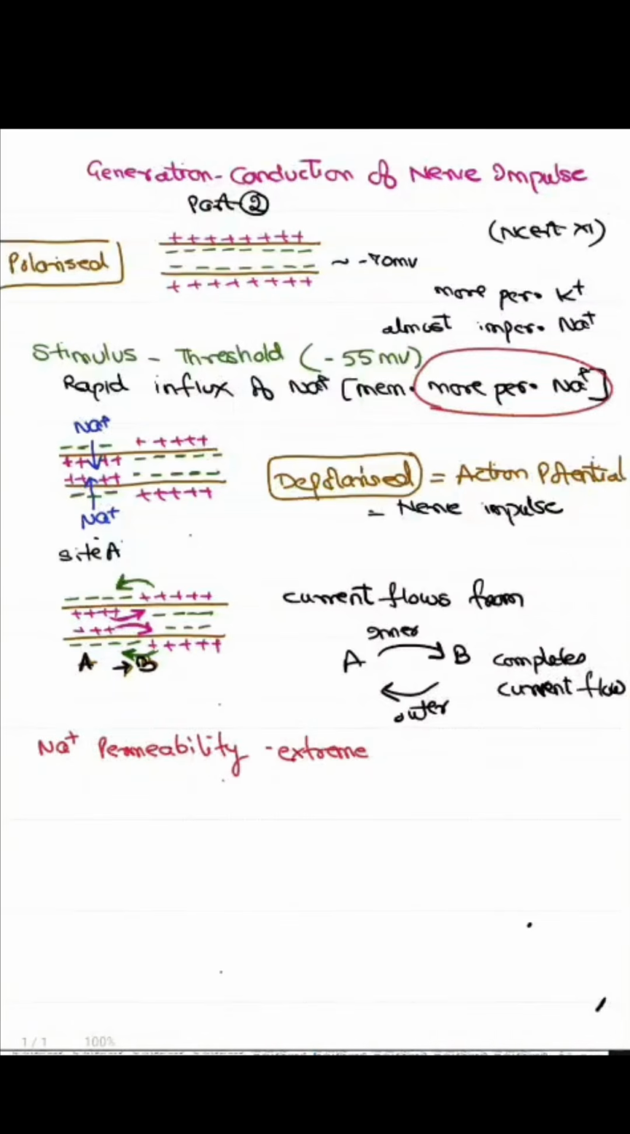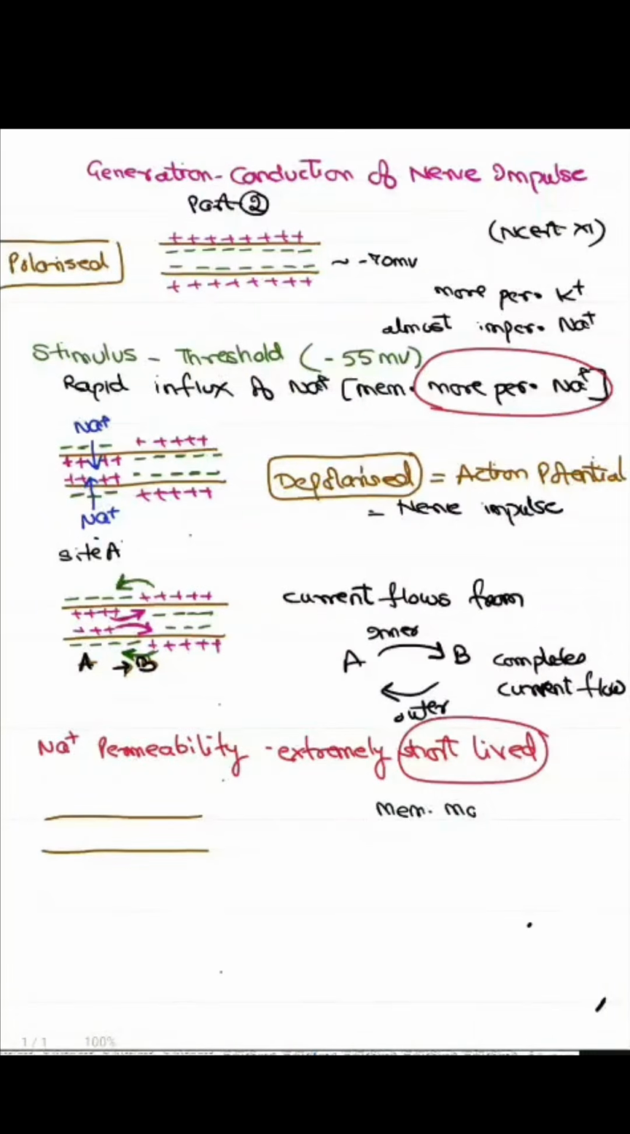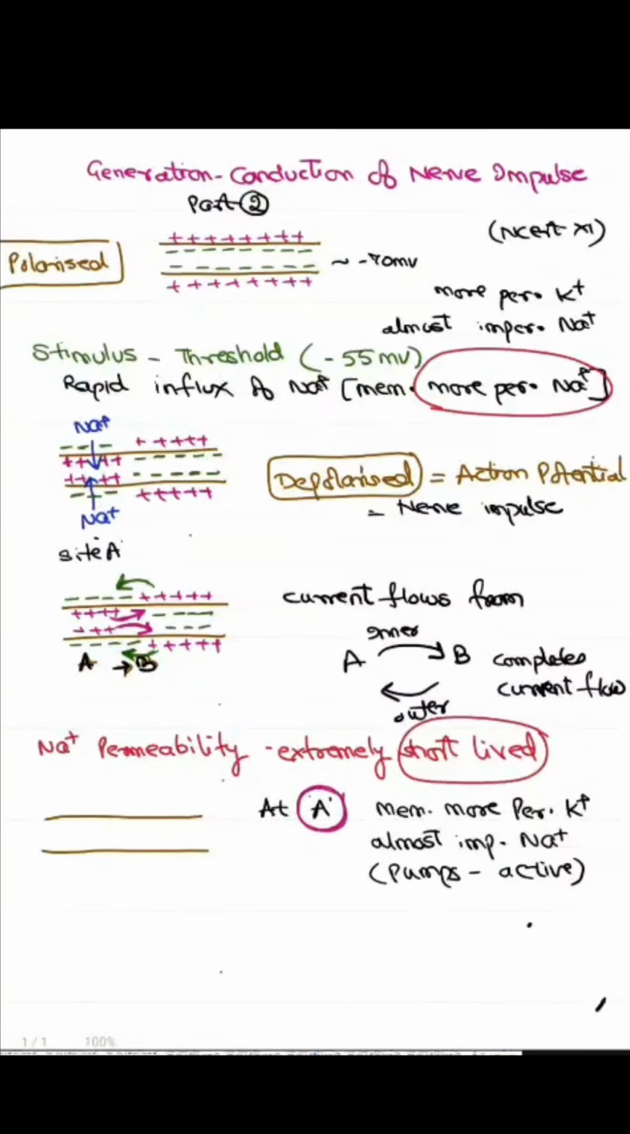So, site B now becomes permeable. Remember that the sodium permeability which has increased is extremely short-lived, only for a fraction of a second. That means immediately the membrane again regains its permeability for K+ and becomes almost impermeable to Na+. Anyhow, the pumps are also active, pumping 2K+ inside and 3Na+ outside. So, at site A, the whole thing goes back to the normal condition. That is, the inner charge will become negative and the outer charge will become positive.